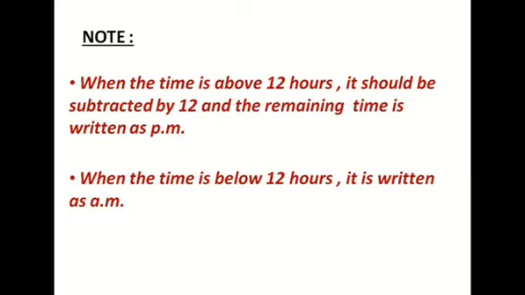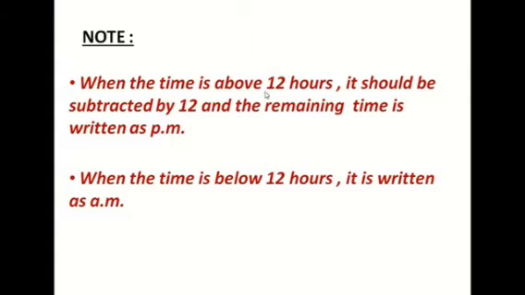Here is an important note. Please listen carefully. When the time is above 12 hours, it should be subtracted by 12 and the remaining time is written as PM. Suppose it is 13. So 13 minus 12, what is it? 1. So the time will be 1 PM.